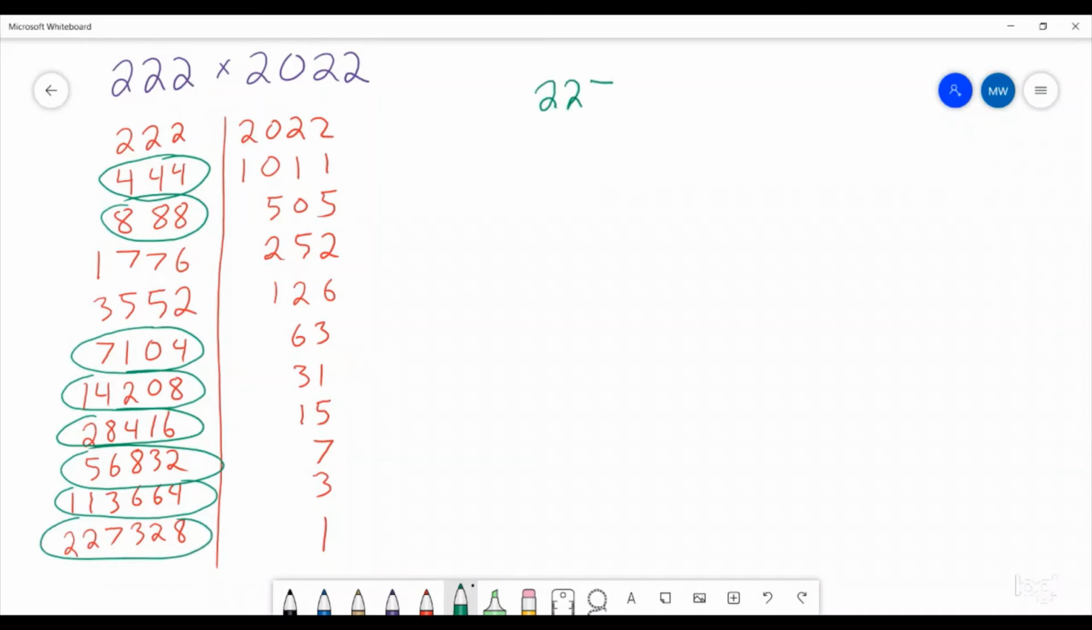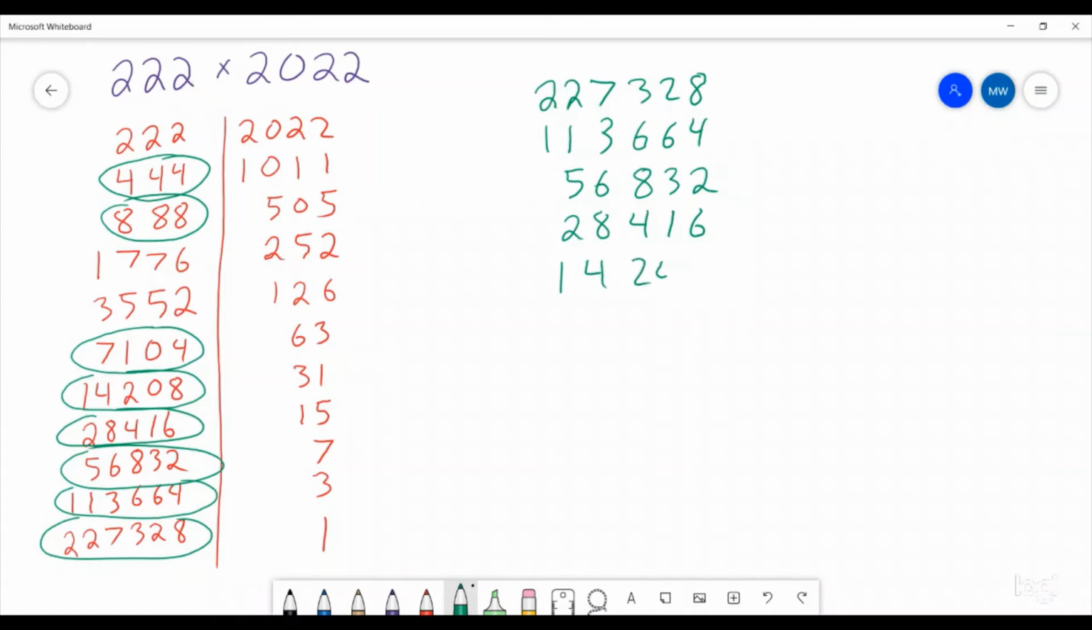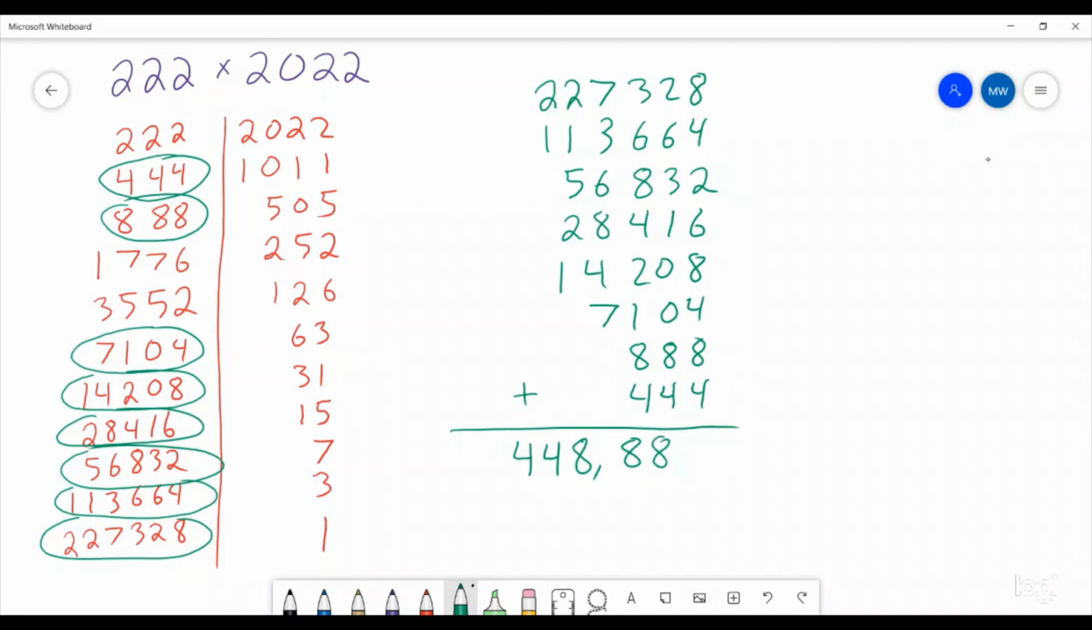So 227,328, 113,664, 56,832, 2841, 1428, 7104, 888, and 444. And if we go through and add these up again, we are again going to get 448,884. So why is this working?